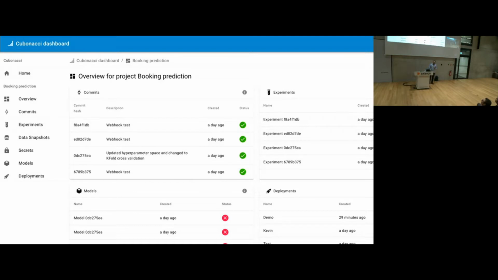Our platform runs on Kubernetes, which means it is installable in any Kubernetes cluster, which is usually the cloud environment of our customers.